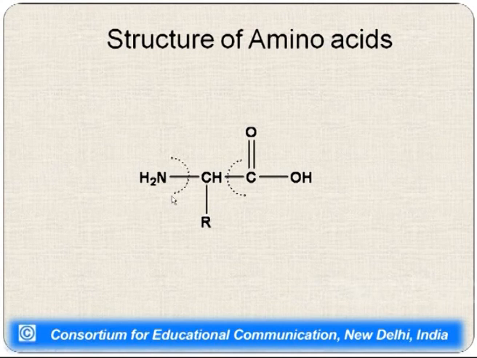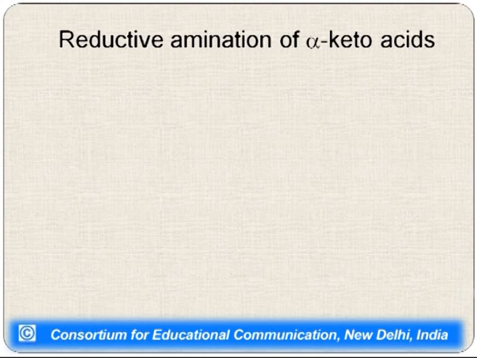So, let us start with this. The first synthesis is the reductive amination of alpha keto acids. So, alpha keto acids, what are alpha keto acids?